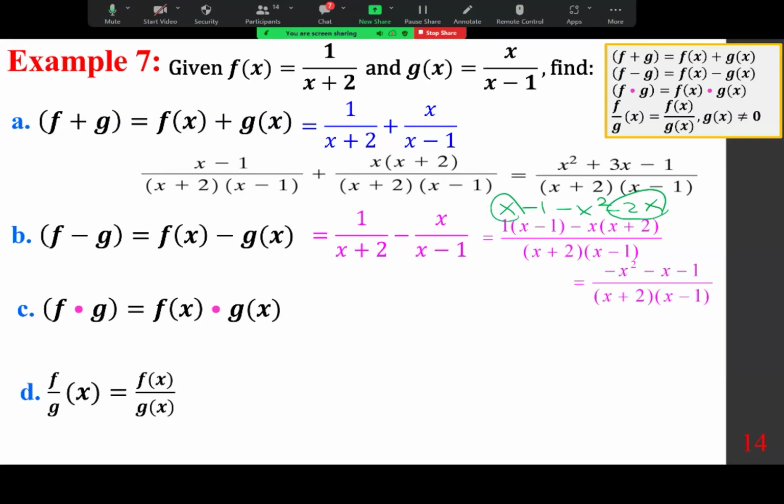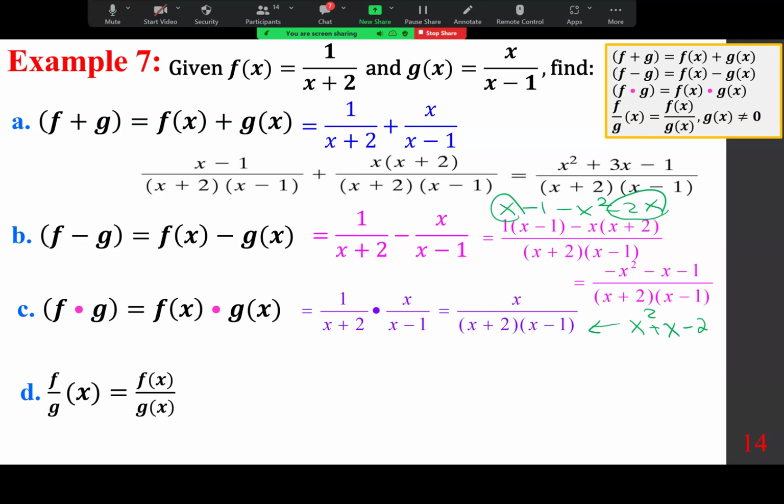For fg, we multiply the two fractions, 1 over x plus 2 and x over x minus 1. You know, when we multiply fractions, we multiply the tops and the bottoms. So the top is x, the bottom is x plus 2 times x minus 1. You can keep it as a product, everybody. Or you can distribute, and if you distribute, let me just write that. If you distribute, you get x squared, 2 minus 1 is plus x, and then 2 times negative 1 is minus 2. You don't have to do that.